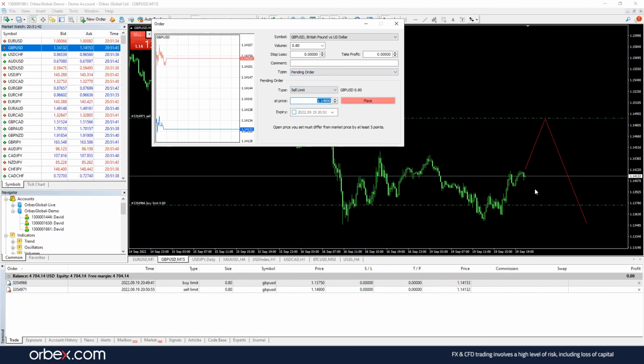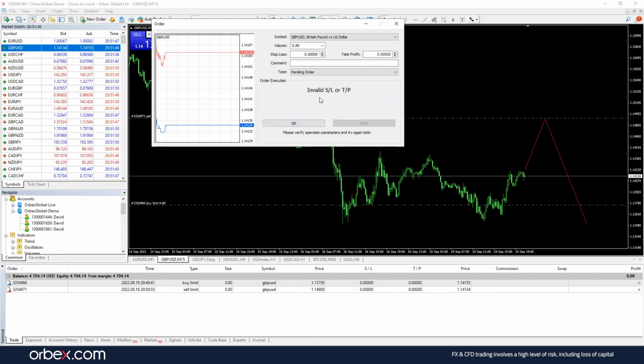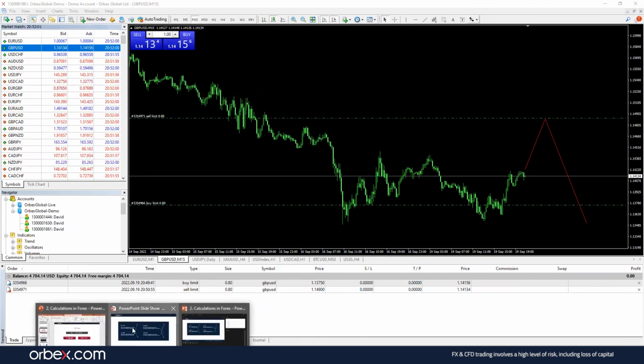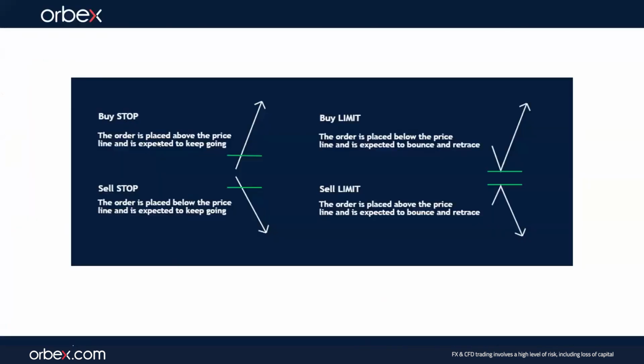So if I try and place the sell limit below, let's say 1.1348, again, invalid. So it's not giving me the option to open this particular trade because I've done it in the wrong way. So as I said, it's just important to remember, for stops, the order is placed above the price line and expected to keep going.